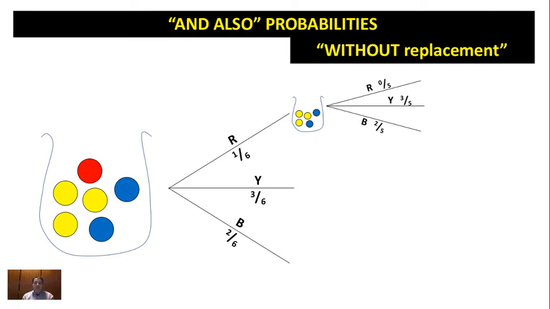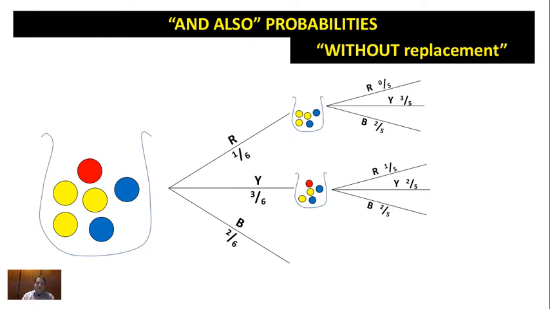The chance of a yellow is 3 out of 5 because there's 3 yellows left out of 5, and the chance of a blue is 2 out of 5. So that's the case where we took a red. Now the case where we took a yellow. This time there is 1 fewer yellow in the bag out of only 5 now. So the probabilities become 1/5 for a red, 2/5 for a yellow only, and 2/5 for a blue.